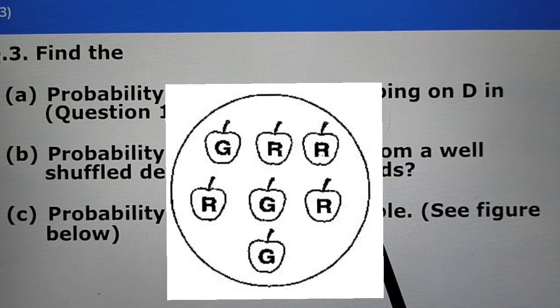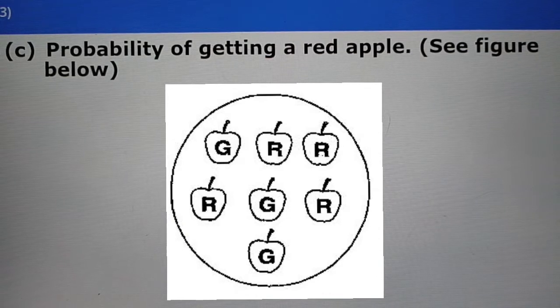Probability of getting a red apple from the given figure. Now students, you can see the figure, the probability of getting a red apple. How many red apples are in this figure? Count the red apples. That is 4 red apples. So our favorable outcomes are the red apples. That is, any one out of 4 can be the favorable outcome.